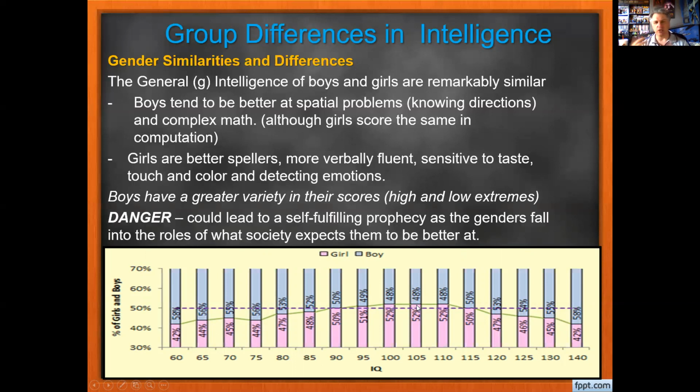So again, the danger with this is if we go, oh, boys are better at math, so they should become engineers, and it discourages women, that's where we have a problem. Or a guy shouldn't be an English teacher or whatever else the case. No, then we're going to have a problem. So we've got to watch out for the self-fulfilling prophecy there.